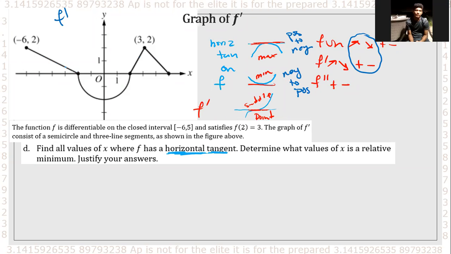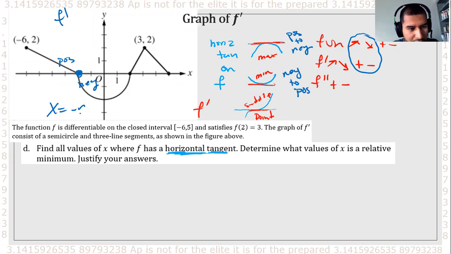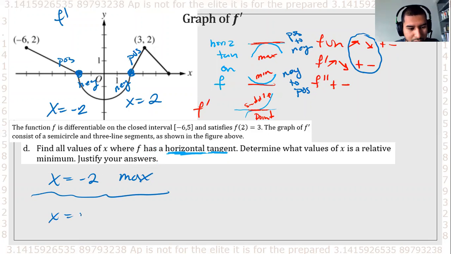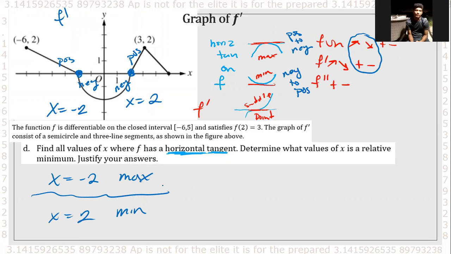It changes from positive to negative, right? This is positive, this is negative, right here at x equals -2, and right here at x equals 2, because this is negative, this is positive. So at x equals -2, is it a max or a min? Max. And at x equals 2, it is a min. Okay, so we got the horizontal tangents. So they both have horizontal tangents.